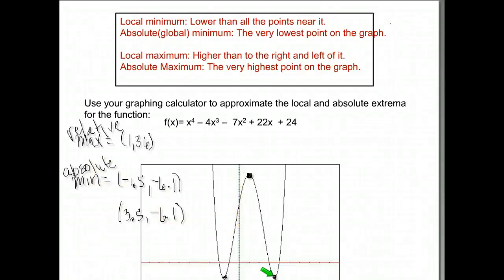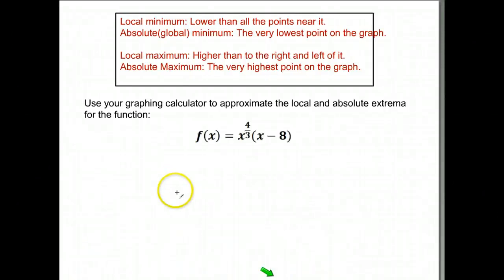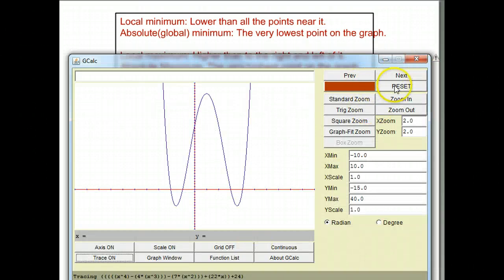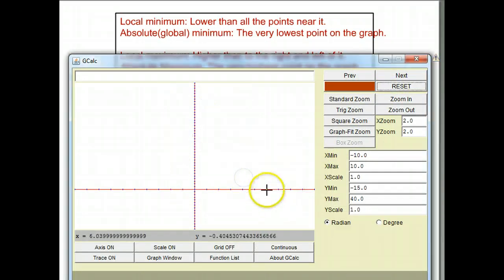Okay, so that's one shape you may have. Let's take a look at another function. F of x equals x to the 4/3 power times x minus 8. So we take out our calculator because they told us to graph with a calculator. I'm going to reset my graph and my windows. Okay, and then I'm going to type in my function.